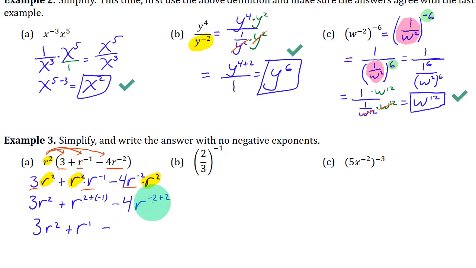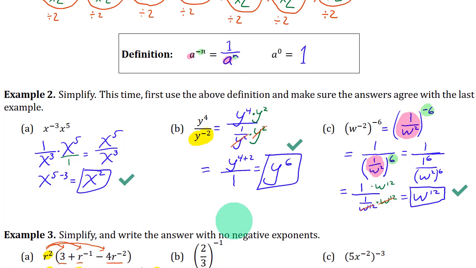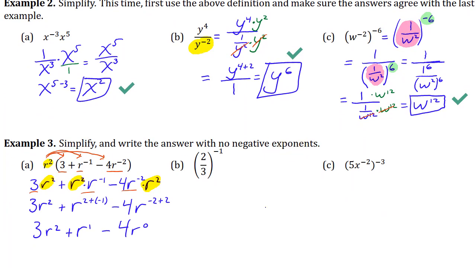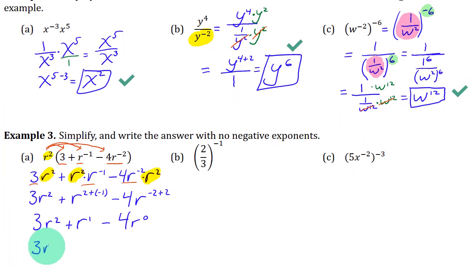And then over here, negative 2 plus 2 is 0. So this gives you 4 times r to the power 0. And what's r to the power 0? Anything to the power 0 is just 1. So I'm going to rewrite this as 3r squared plus r minus 4 times 1, which is just 4. So that's simplified, and we've got no negative exponents.